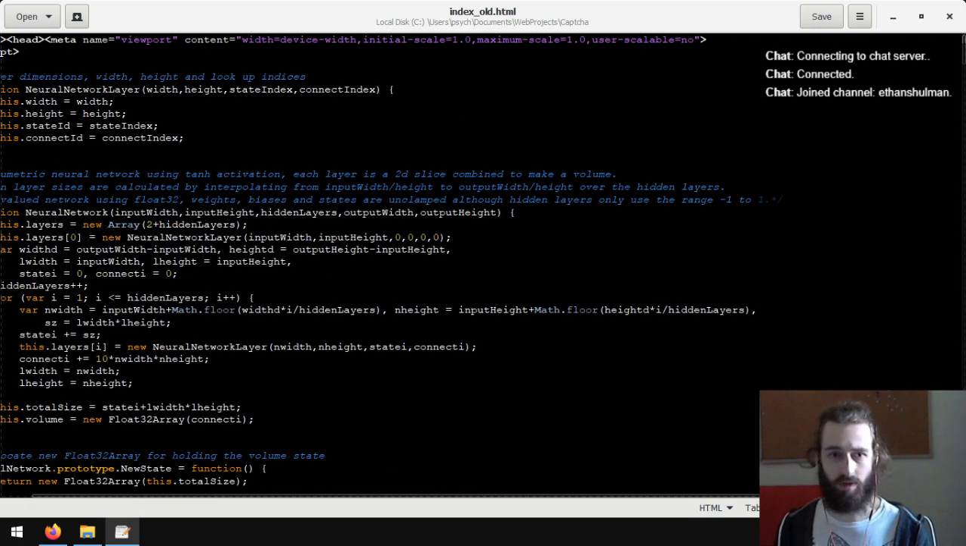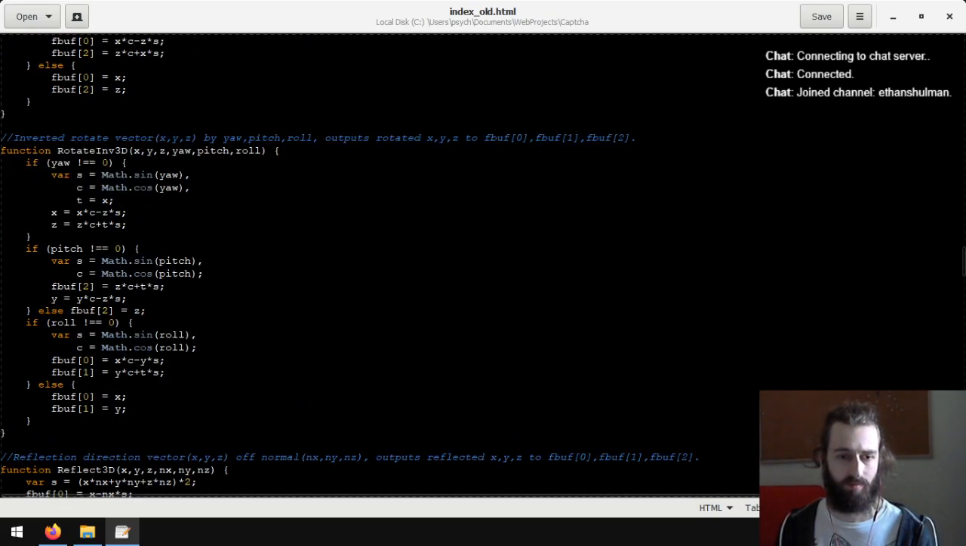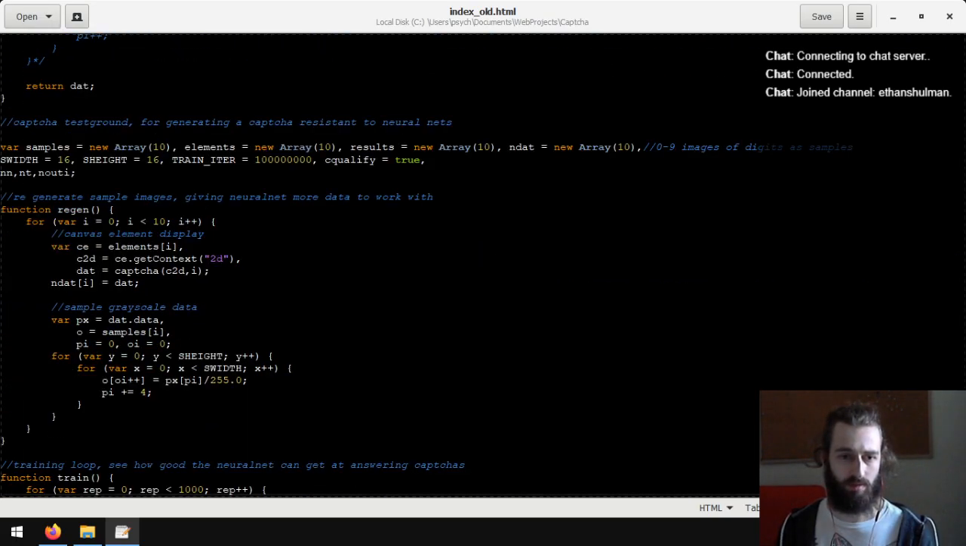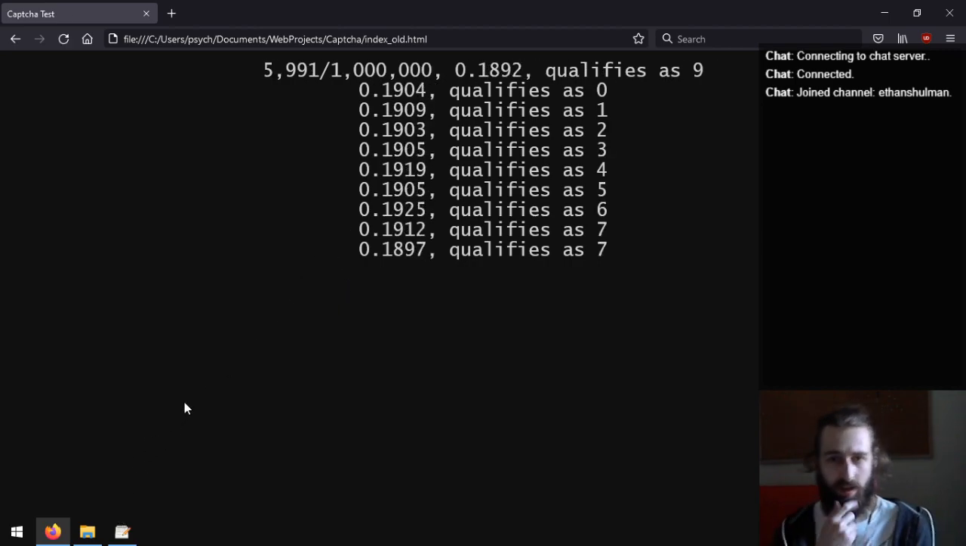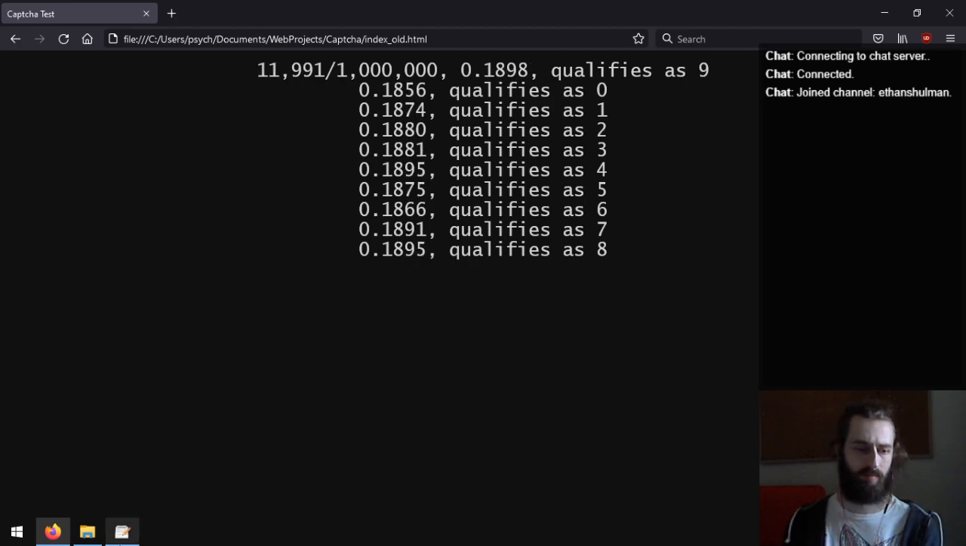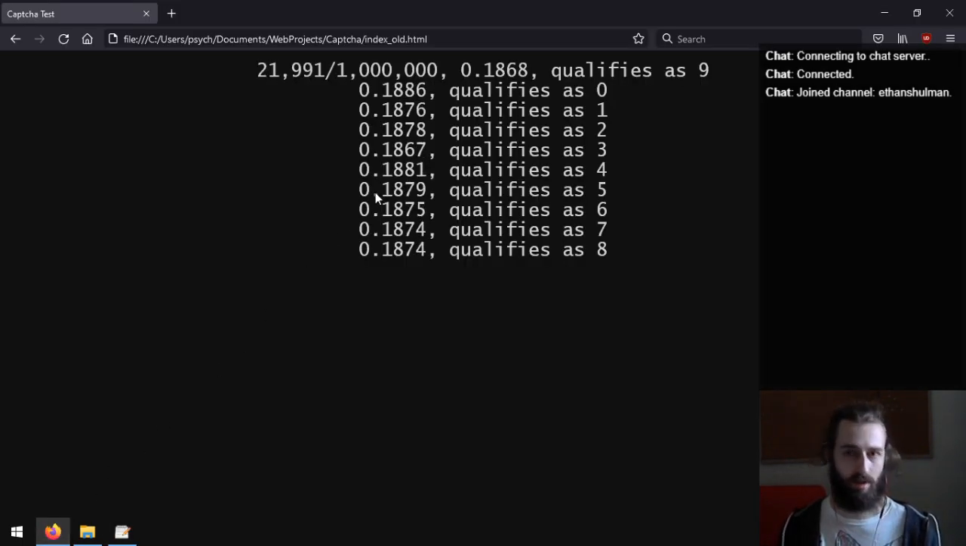Oh, here we go. Train iterations. I have it as a constant somewhere. So let me see if I can get this running. So this trains a neural network to identify the captcha that I generate.